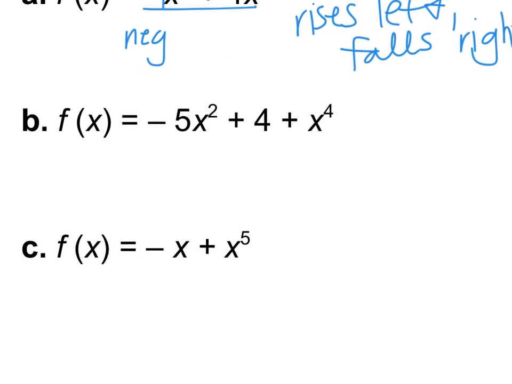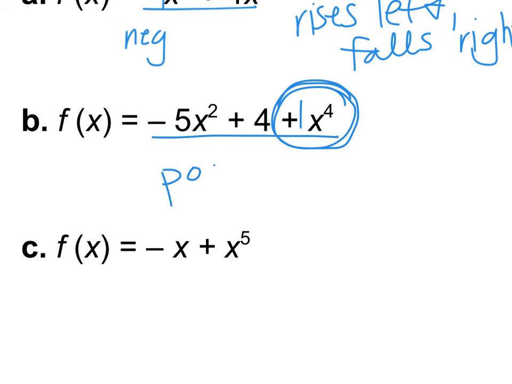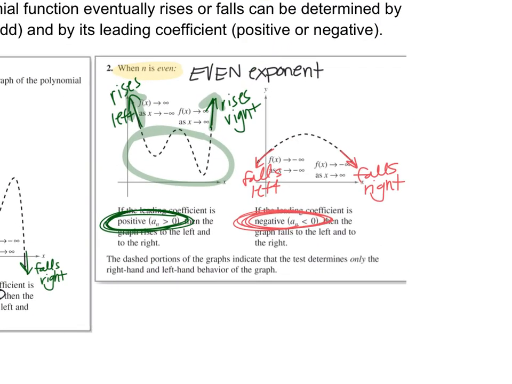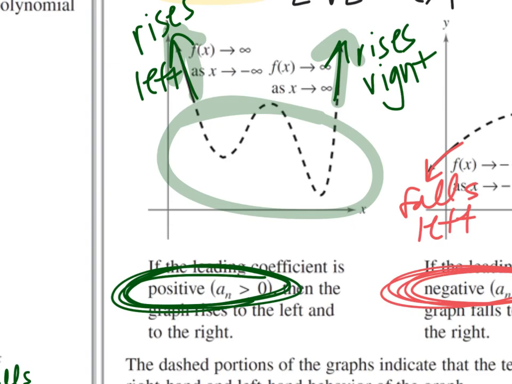All right, letter B, we do not have standard form. This should be our leading coefficient. So make sure you're focusing in on the term with the largest exponent. You don't have to rewrite it in standard form. You just have to know this is what we're looking at to reference our leading coefficient test. So we have a positive leading coefficient and we have an even exponent. So if we look at our even exponents and a positive, we're rising in both directions. We're rising on the left and we're rising on the right.